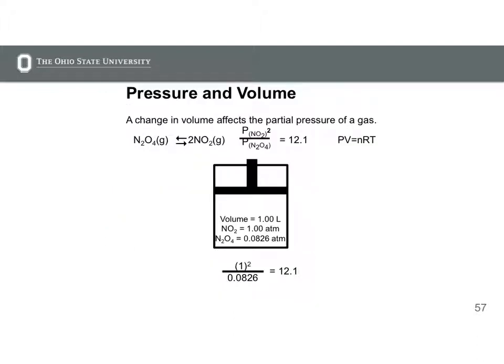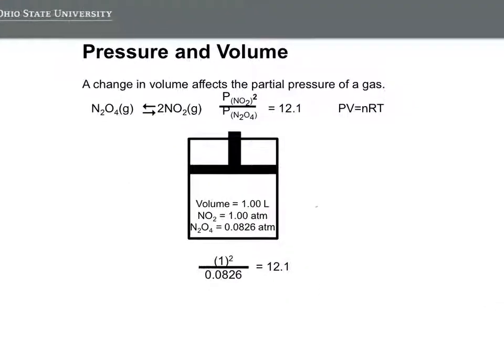So here's some more slides, very similar to what we were just looking at. Now, we've got a container with a 1 liter volume. We have NO2 at 1 atmosphere and N2O4 at 0.08 atmospheres. N2O4 is our reactant, NO2 is our product. And now we're going to be using PV equals nRT in this example.